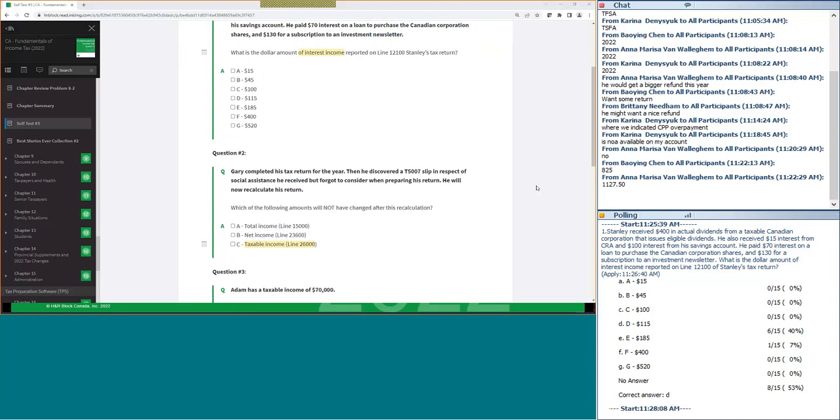Ignore the highlighting. That's for something else. That's to remind me that I want to talk about this specific thing. So if you're going to put social assistance on the return, it will go on the return and it will come off. Where does it go on? Where does it come off?